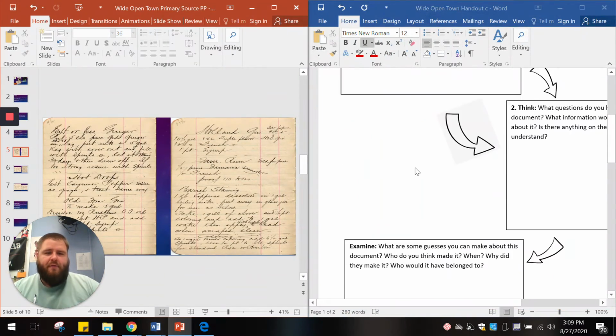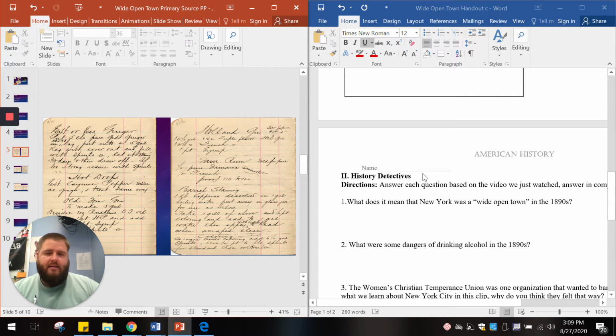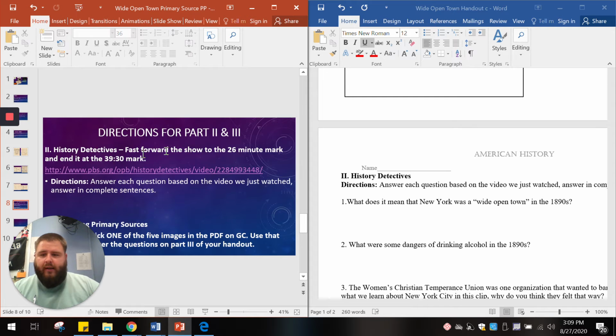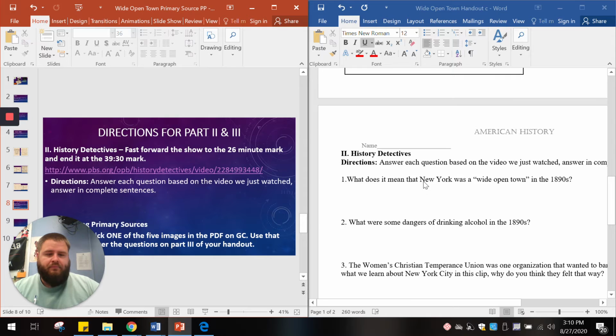After that, we're going to move on to the back page, History Detectives. That's when we will watch part of a TV show called History Detectives. It's on PBS. We're not going to watch the whole thing; the whole thing is about an hour long. We're only going to watch about 13, 14 minutes of it, starting at the 26-minute mark. Fast forward to that mark, and if you need to go back and watch again, end it at about 39 minutes, 30 seconds. They are talking about 2 different topics on the other side of those minutes, so that's not really what we need to do. Maybe after you're done, if you're super interested, you can go back and watch it, but just start at the 26-minute mark for now.